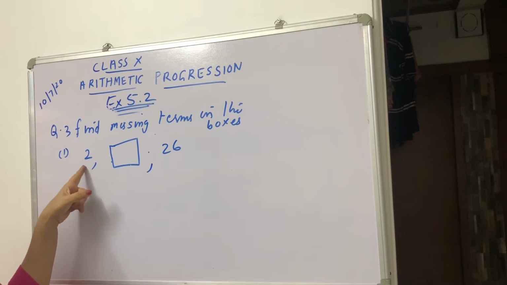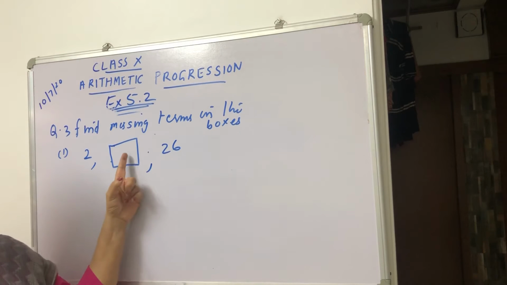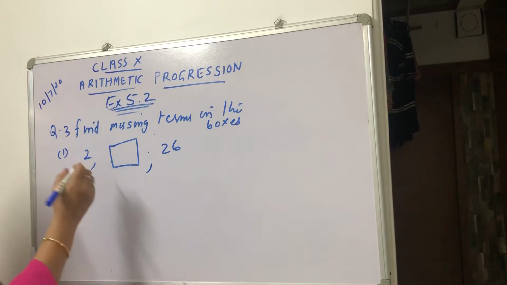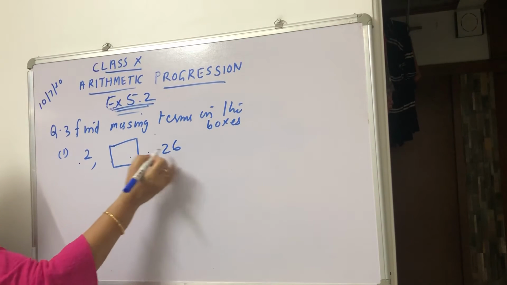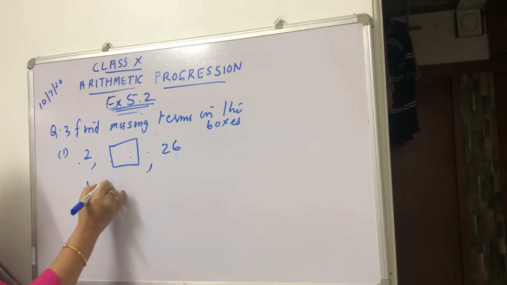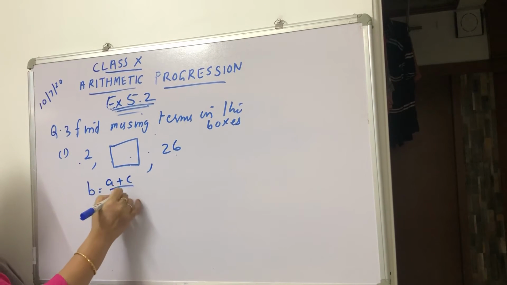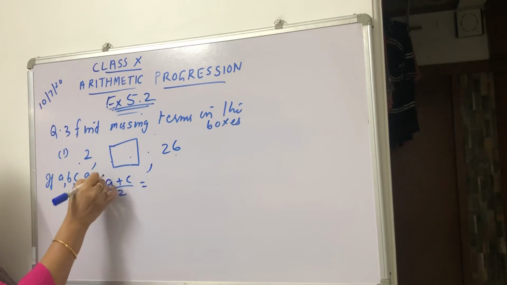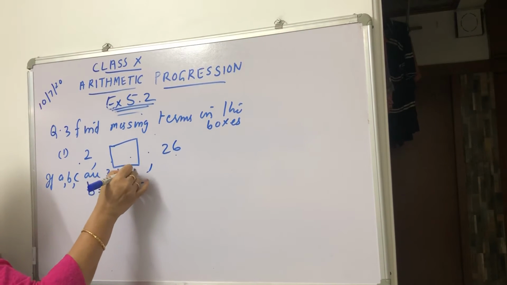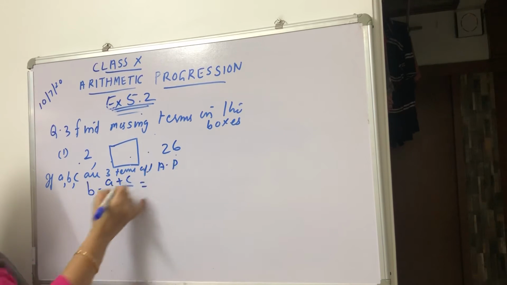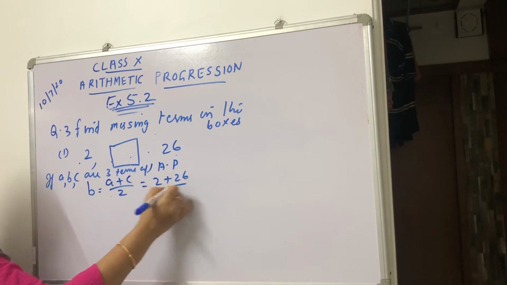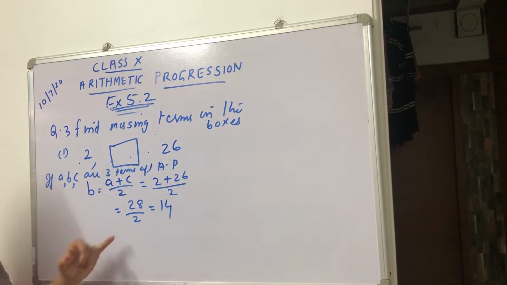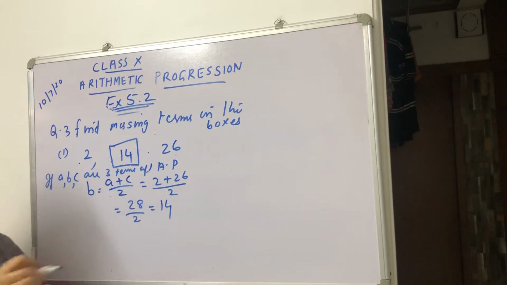Here you can say this is A1, this is A2, this is A3. So how will you get this A2? A2 is (A1 plus A3) by 2. Otherwise you can take this as A, this as B, this as C. So B is (A plus C) by 2, if A, B, C are three terms of AP. So it is (2 plus 26) by 2, is 28 by 2, is 14. So this value is 14.